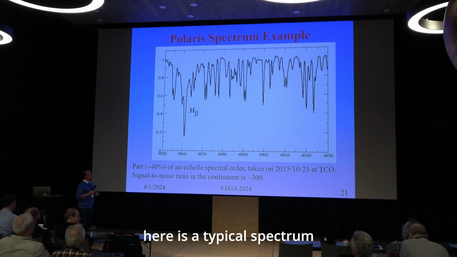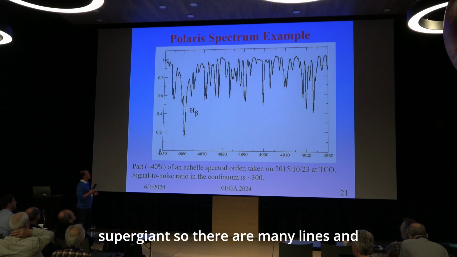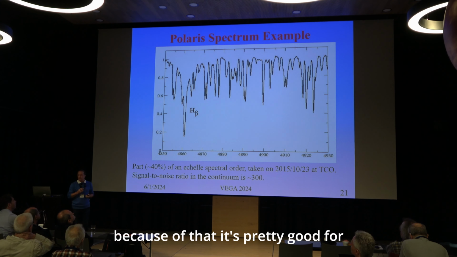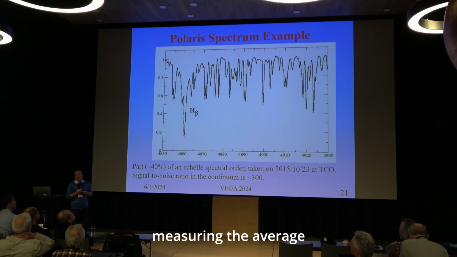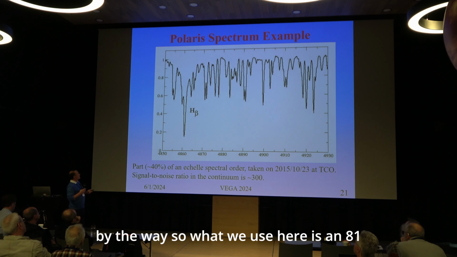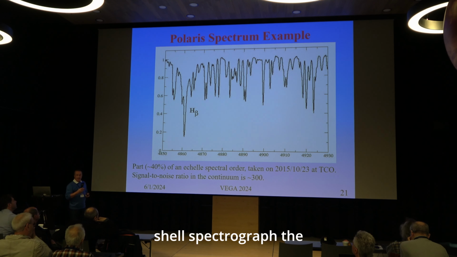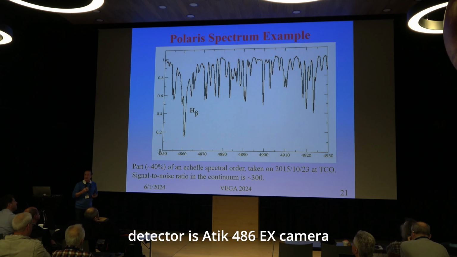So here is a typical spectrum of Polaris. It's a late F-type supergiant, so there are many lines, and because of that, it's pretty good for measuring the average velocity and amplitude of pulsation. And by the way, what we use here is an 81 centimeter telescope equipped with the Shelyak Shelyak spectrograph. The detector is an ATIK 460 EX camera.